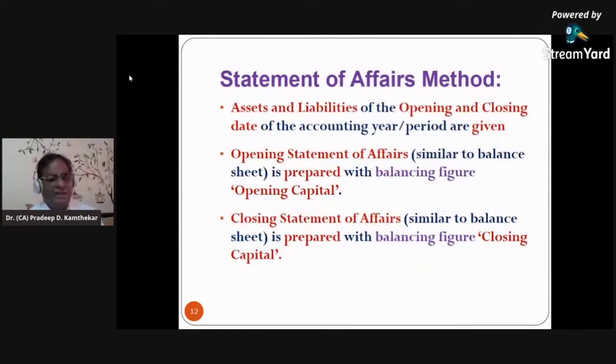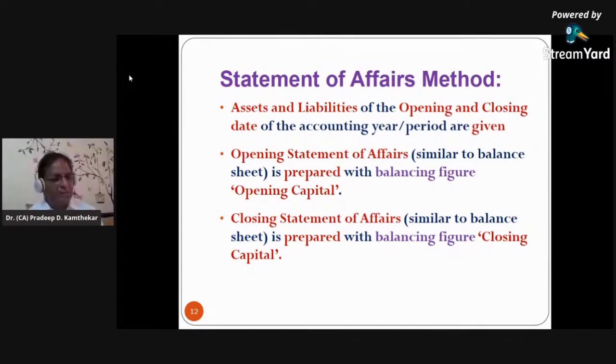The statement of affairs that you have studied, you know that for having a statement of affairs and ascertaining profit or loss, in the problem, you are given the assets and liabilities of the opening date of the accounting year or period and the closing date of the accounting year or period. What do we do with these assets and liabilities? With opening assets and liabilities, we prepare a statement which looks like a balance sheet, assets and liabilities, but we don't call that a balance sheet. It is called a statement of affairs.